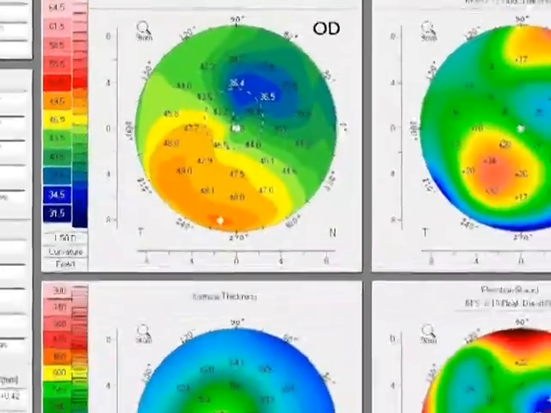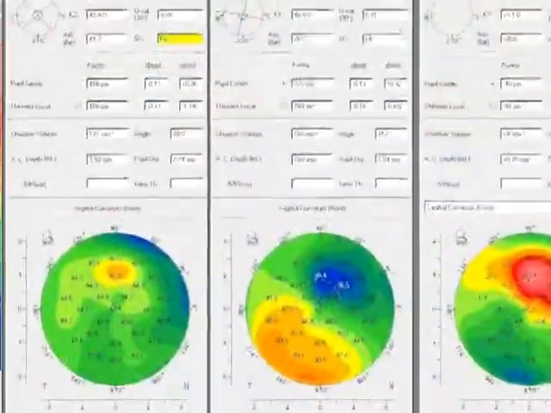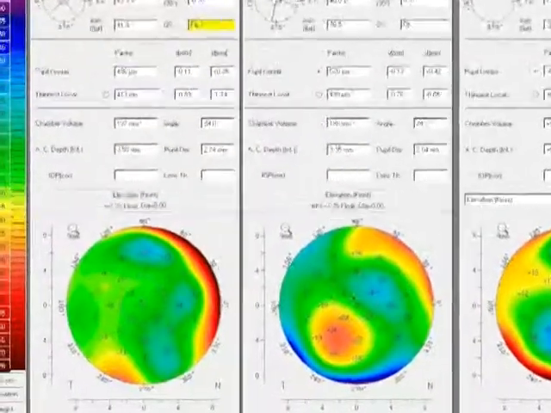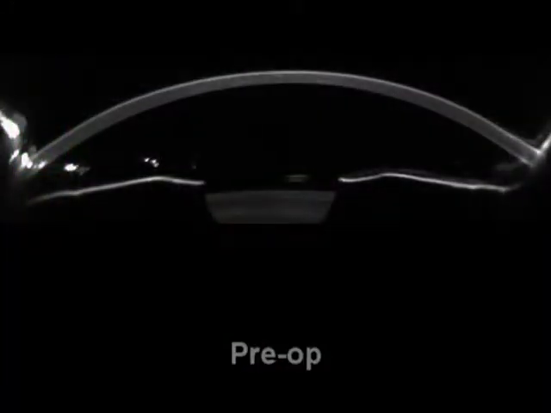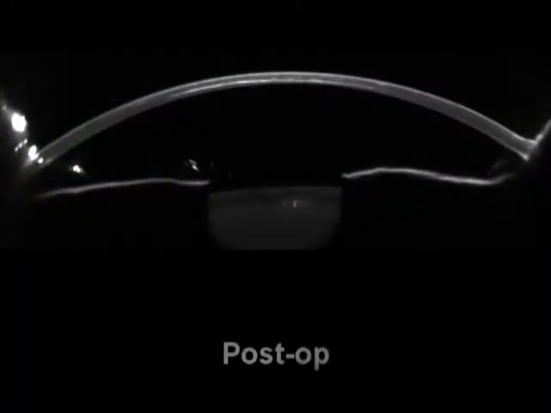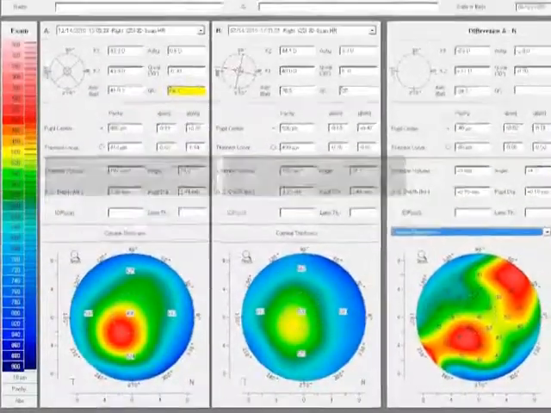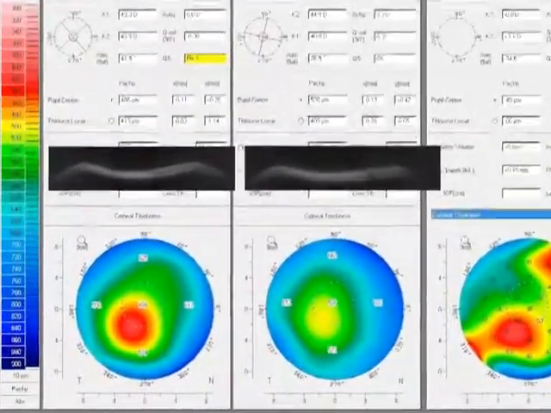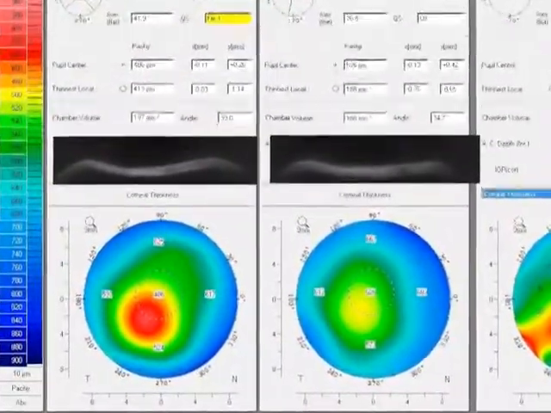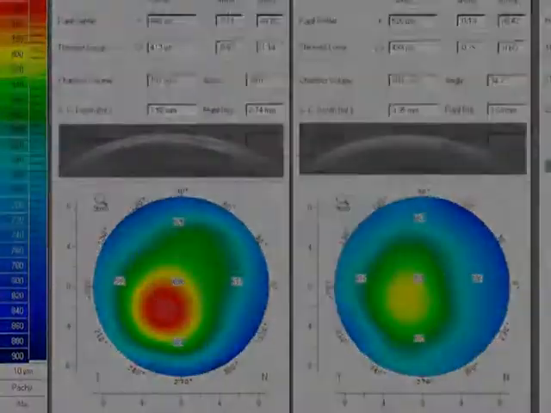This case with bilateral ectasia after LASIK was treated with significant improvement on corneal tomography, which is consistent with the improvement in vision in both eyes. Interestingly, the cornea is thinner after the procedure, but the Corvis exam demonstrates higher biomechanical stiffness and stability.